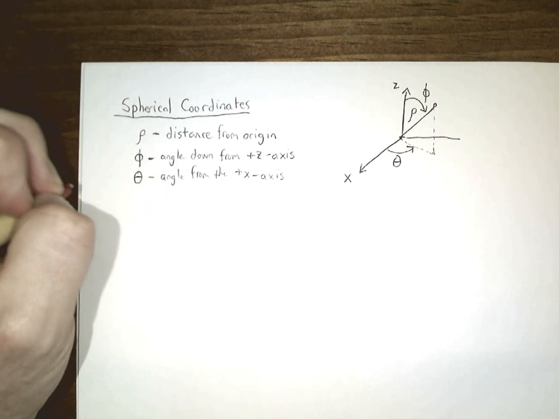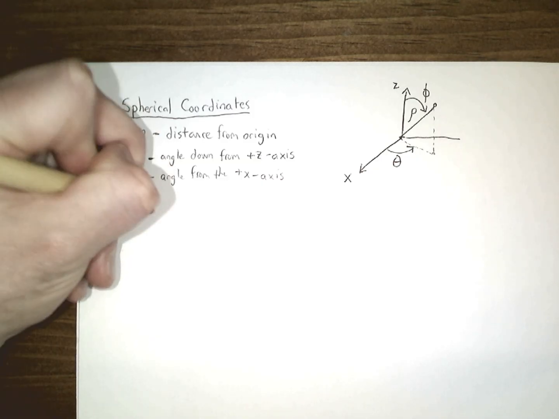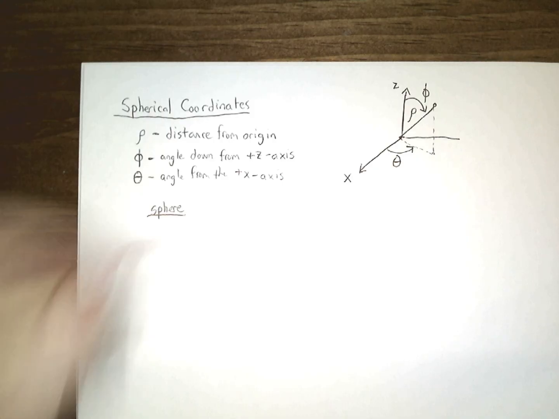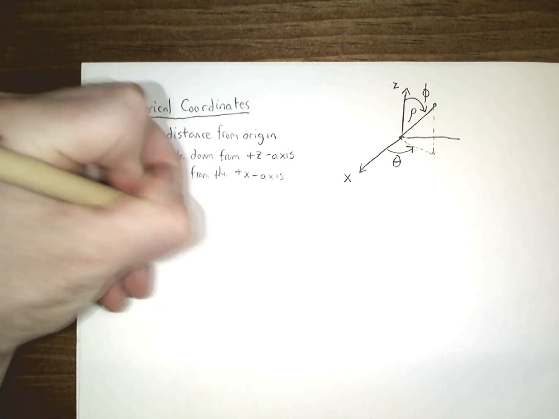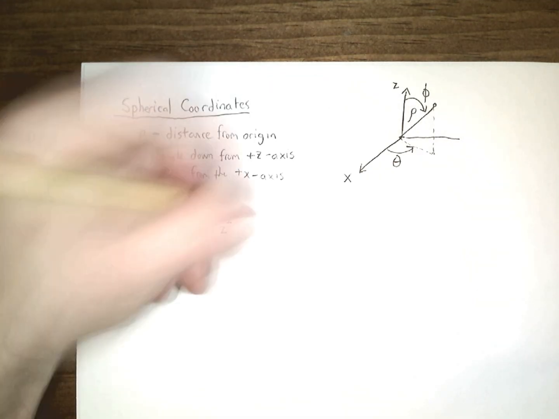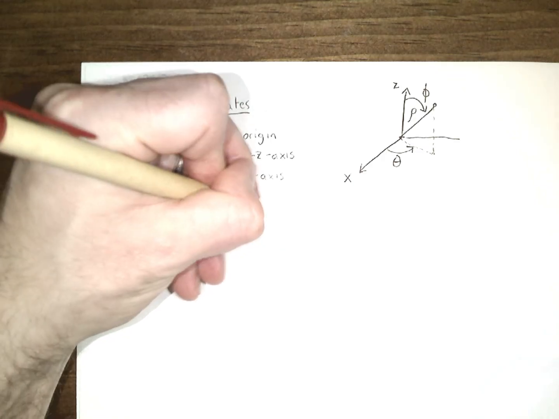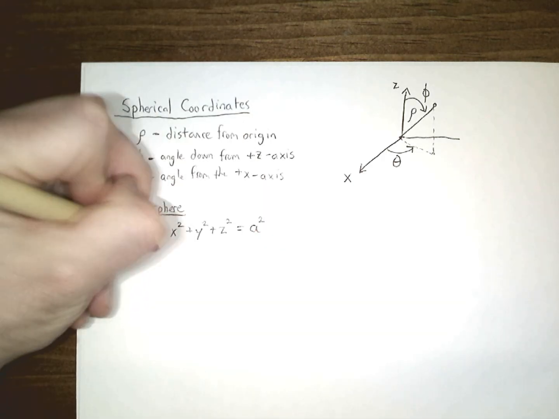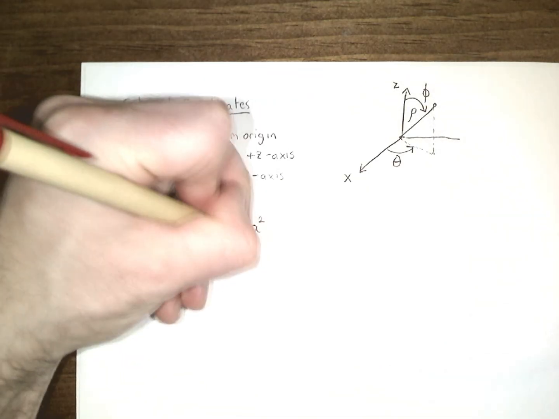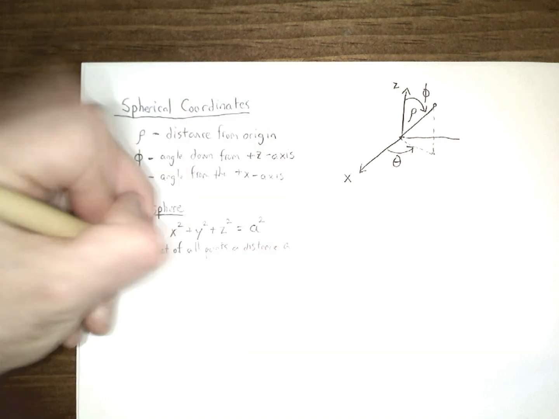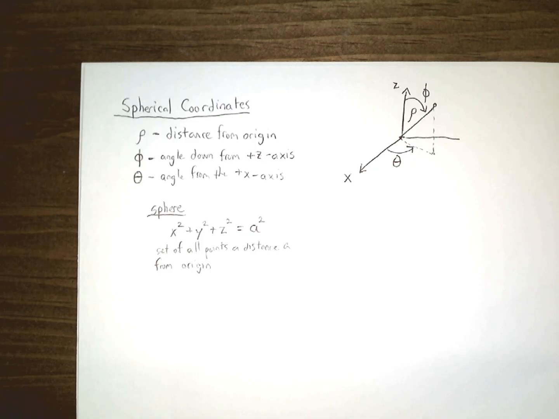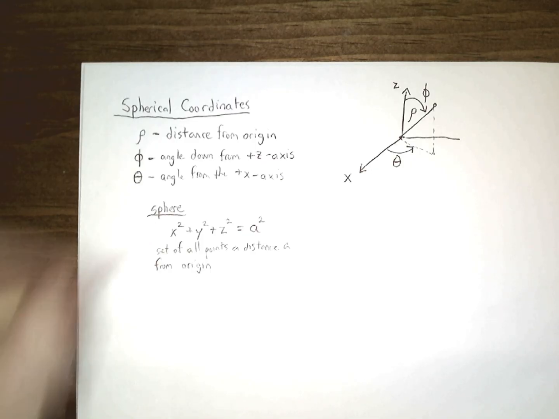As you can predict, it's really nice for modeling spheres. What we would usually measure as a sphere in Cartesian coordinates would be the set of all points x, y, and z, such that their distance from the origin squared is some value a squared. So this is the set of all points a distance a from the origin. That's what a sphere is. It's an equidistant 3-dimensional set of points.